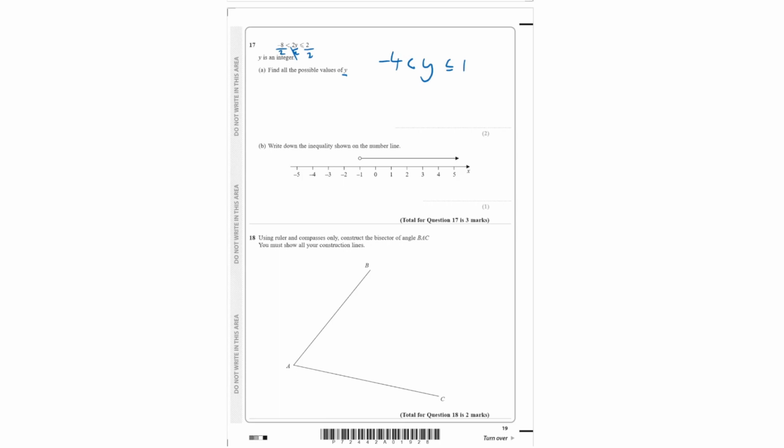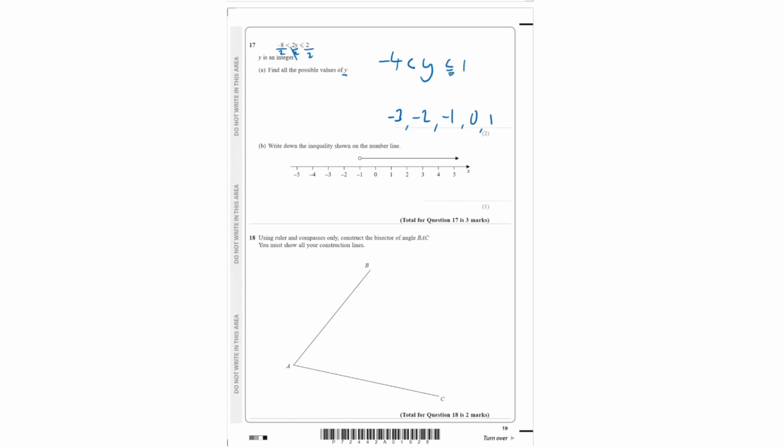Now write down all the possible values. Now, y cannot equal negative 4. It has to be the next value after that. So we write negative 3, then negative 2, negative 1, 0, and 1. The reason we write 1 is because y is less than or equal to 1.